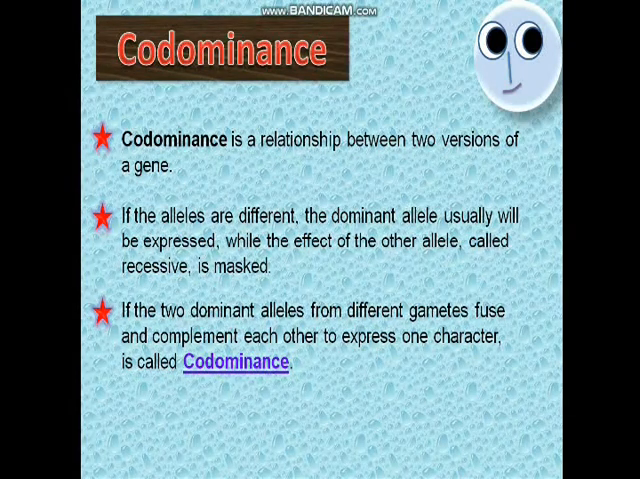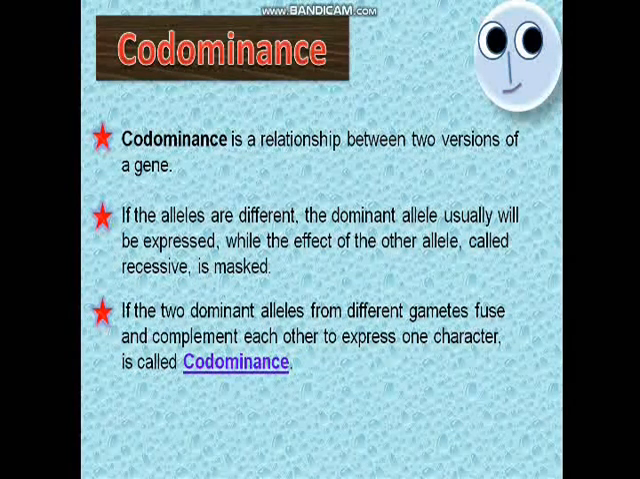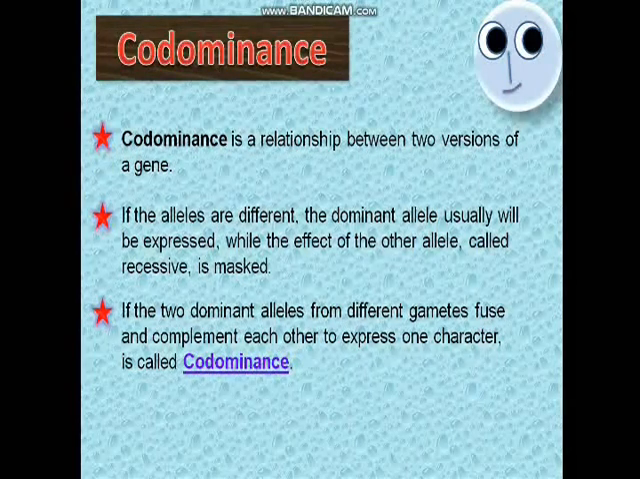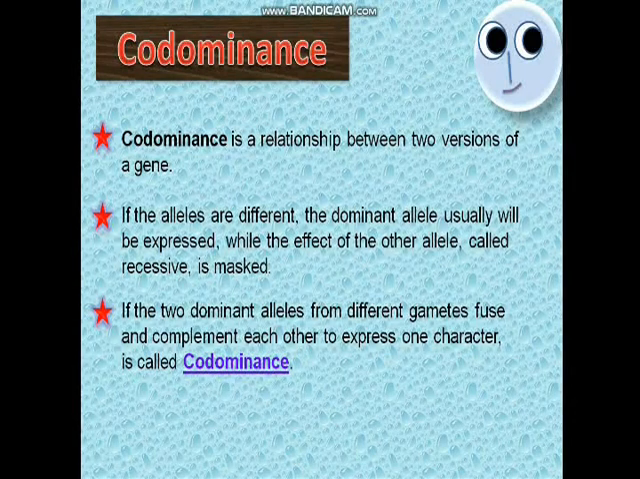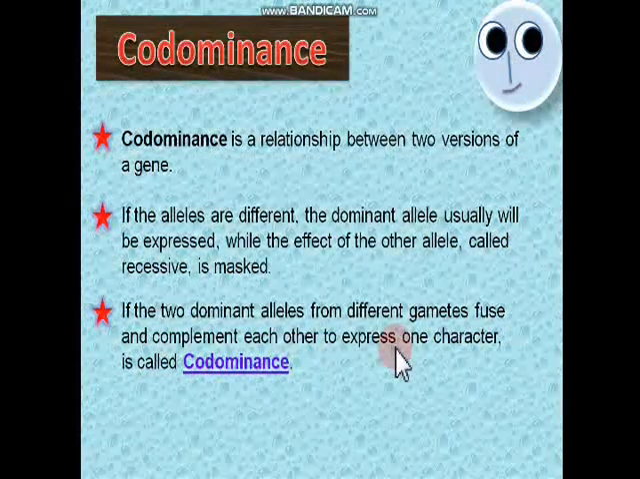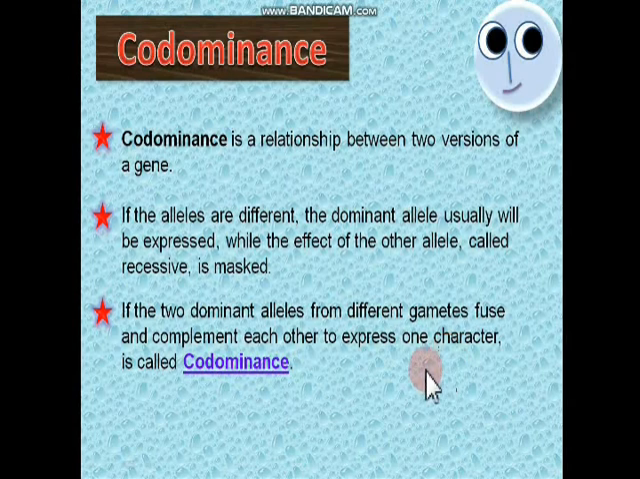Codominance is a relationship between two versions of a gene. If the alleles are different, meaning a dominant allele and a recessive allele, the dominant allele usually will be expressed while the effect of the other allele, called recessive, is masked. We all know that. If two dominant alleles from different gametes fuse and complement each other to express one character, that is called codominance.